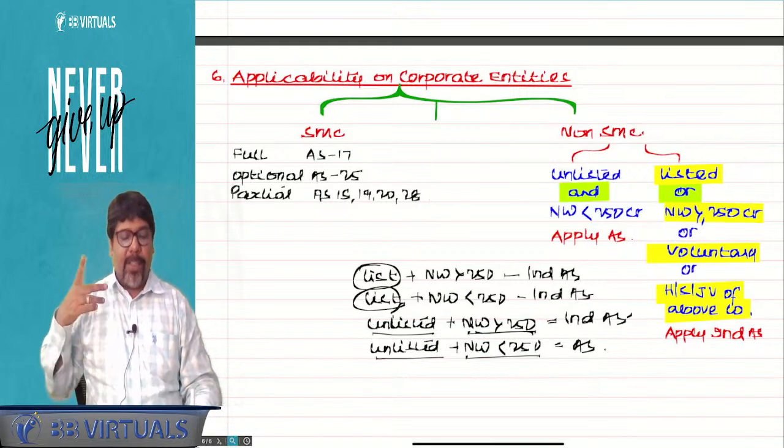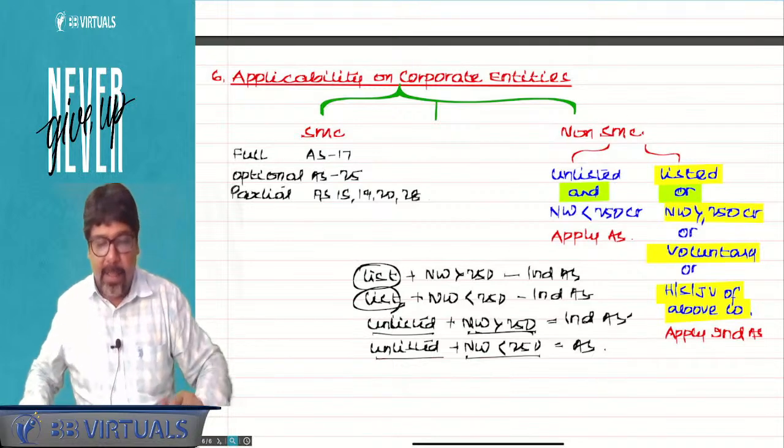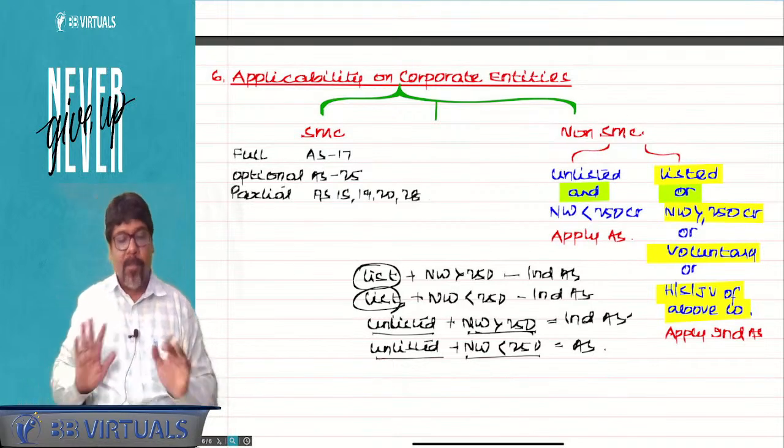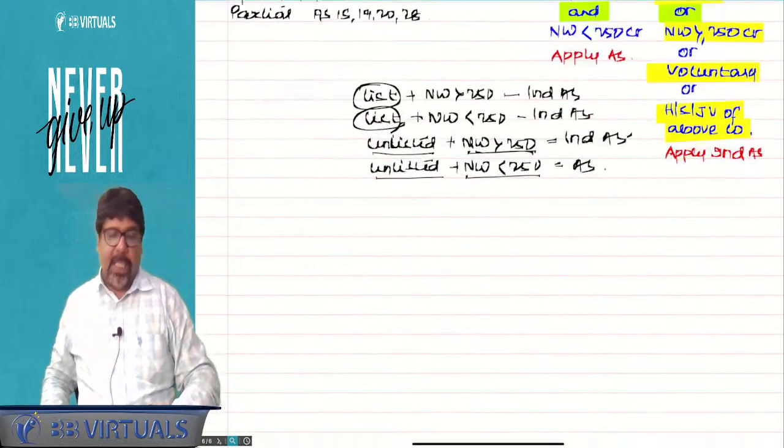Okay, sir. So whether you are listed or net worth is greater than 250 crores, you will apply Ind AS. Else apply AS. Understood? Yes. Now, next.